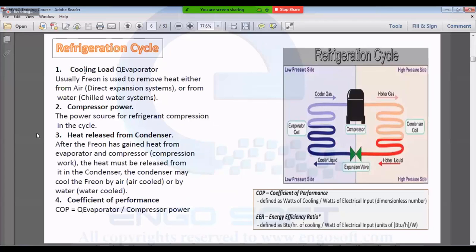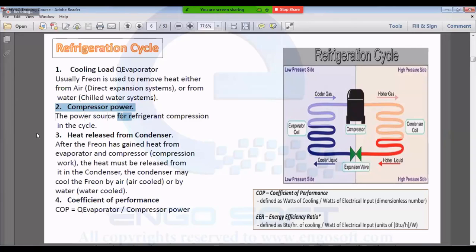Okay, so we discussed that the cooling load, which results from people, lighting, ventilation, conduction, windows, anything, is called the Q evaporator. And we discussed the difference between the direct expansion system and the chilled water system. In the direct expansion system, the evaporator, which is the freon, is cooling directly the air, which is why it is called direct. Where in the chilled water, the freon is cooling the water and the water is cooling the air, right?